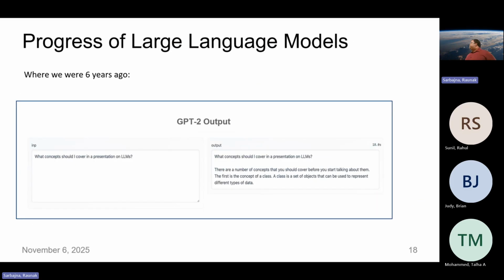So this is an example of what large language model outputs used to look like. This is 6 years ago, in 2019.